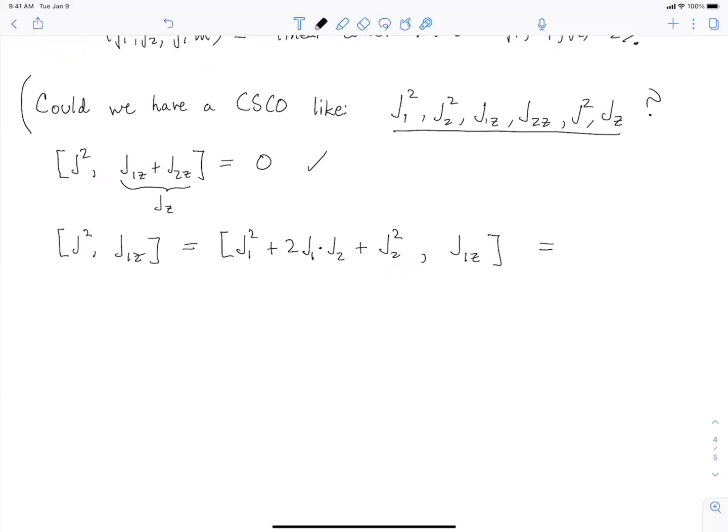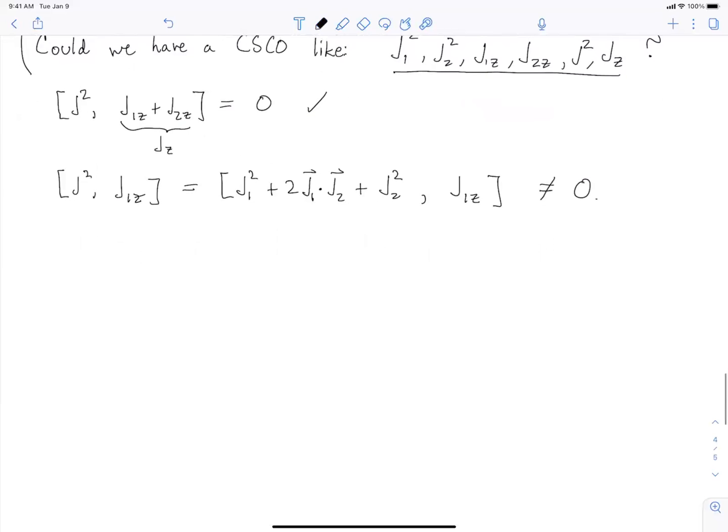So let me, actually I should put harpoons over them. The point is, this j1 vector has within it j1x, for example, and that does not commute with j1z. So we could work out what the commutator was, but the important thing is just that it's not 0. And that right away is enough to kill that as a possibility for a complete set of commuting observables. But just for the record, you could also compute j squared with j2z, and that's also not 0. And so the answer to the parenthetical question is no.